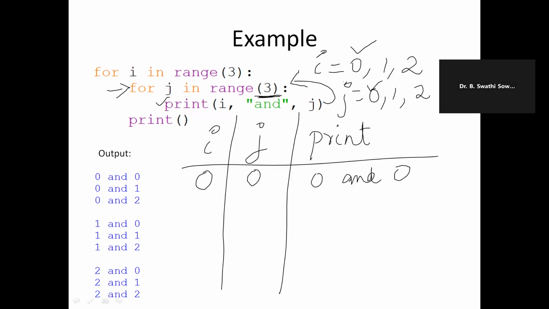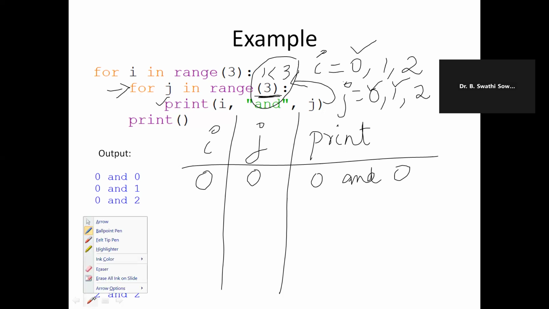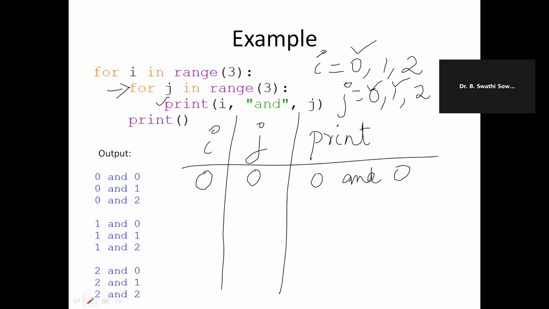So here, now my j value is incremented to 1. Now 1 is less than 3, right? So this is the range we are going to check. 1 is less than 3. So it is going to check the condition here, and then it is going to execute again.